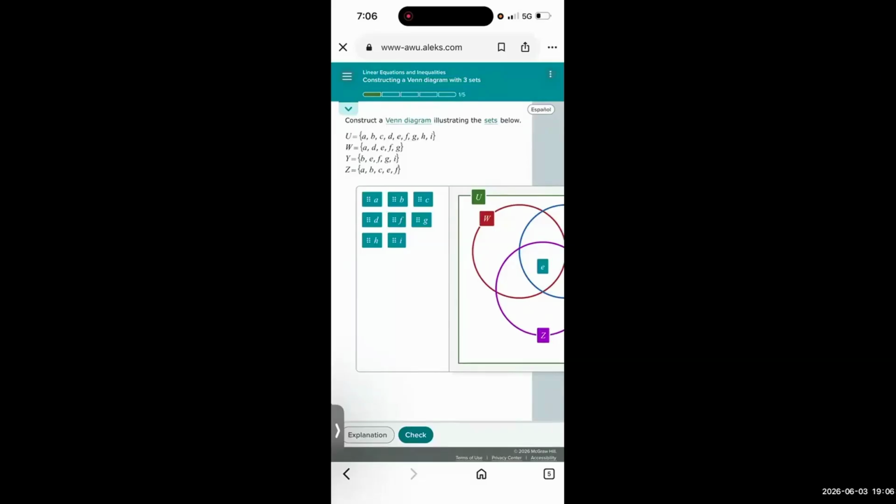Okay. Then start to work on, does W and Z share anything? I'm sorry, W and Y. Does W and Y share anything? Okay, so put them in between W and Y.